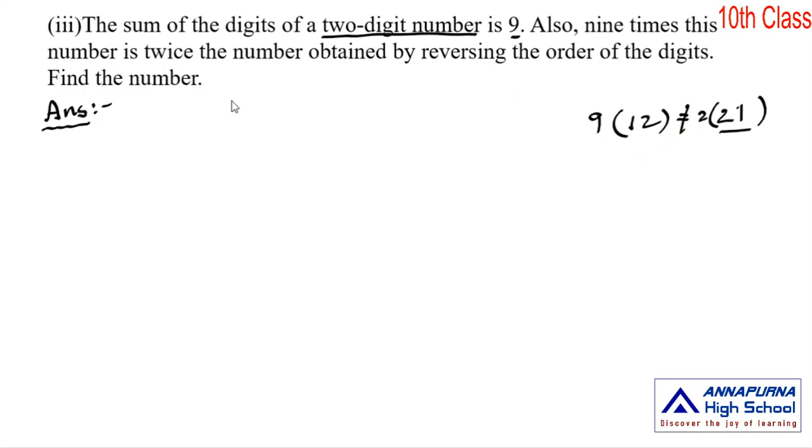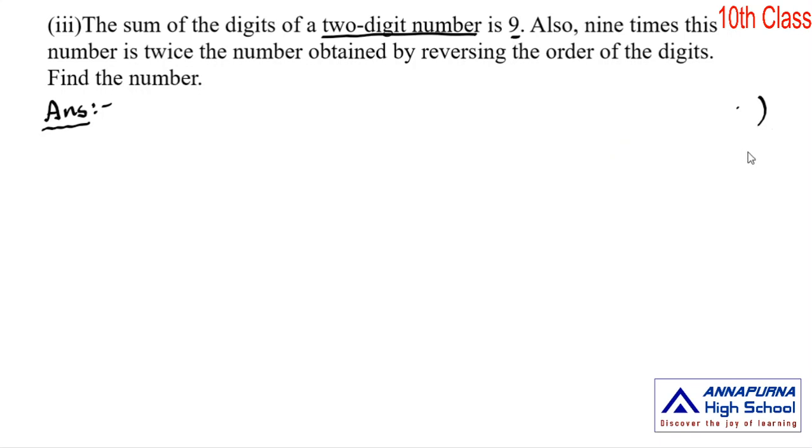Okay, so at the end of the question, we find a two-digit number. According to the second condition, 9 times the two-digit number is equal to twice the number obtained by reversing the order of the digits. That means when you interchange the digits in the two-digit number, 2 times that number equals 9 times the two-digit number. Okay, let's start our solution.